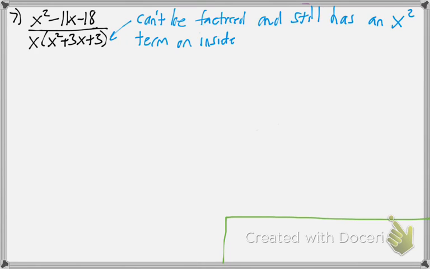So what this is called is an irreducible quadratic. So the form is going to be a little bit different.